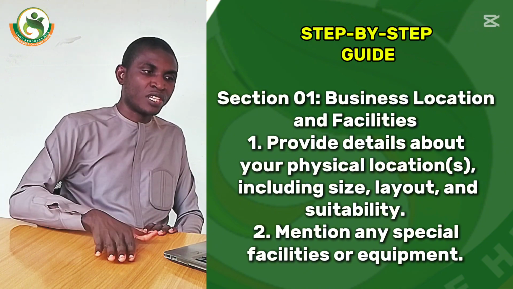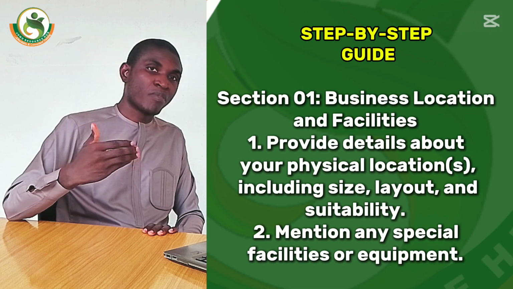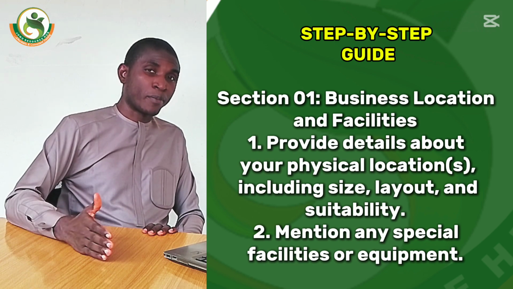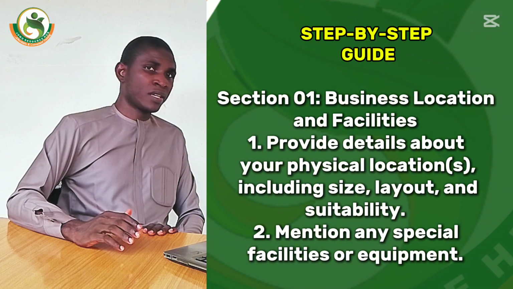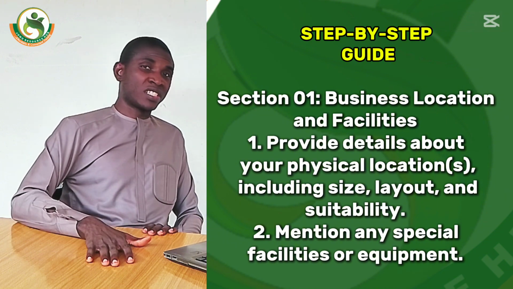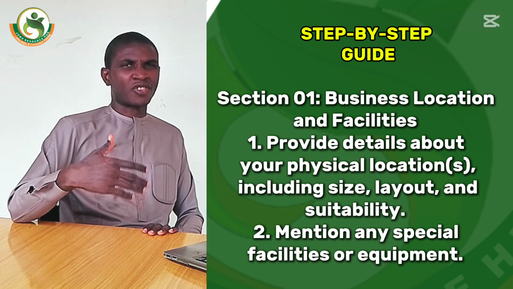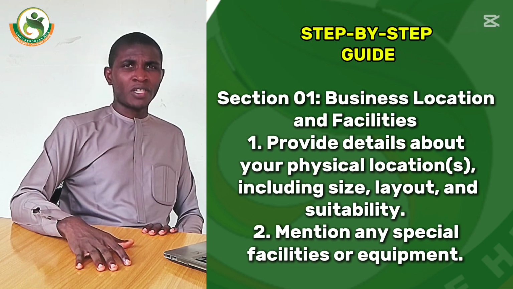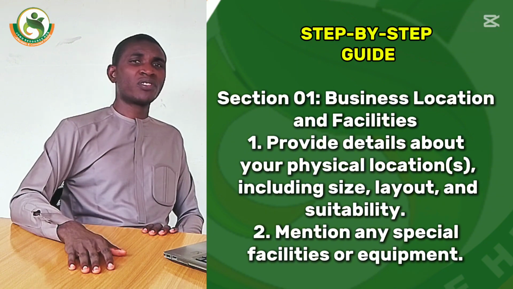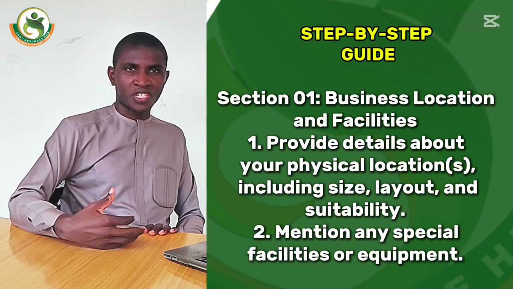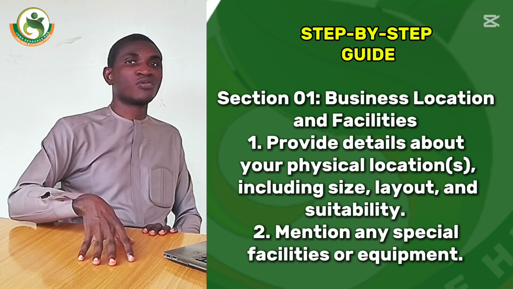Then secondly, in this first part, you also want to mention any special facilities or equipment that you have. Very, very important. The reason why it is important to mention this equipment and its compatibility with your business, especially as regards location, is that not all kinds of business can be located anywhere, right? If your business requires machines that make a lot of noise, there are certain places you need to be.